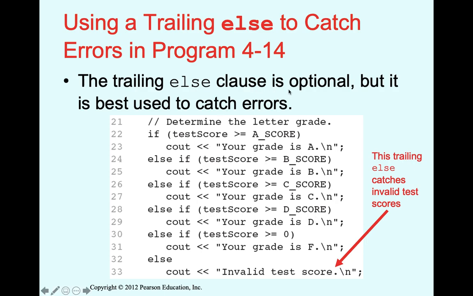The trailing else clause is optional, but it's best used to catch errors. So sometimes you need to add one. Like if it's more than the A score, you print A, more than B, you print B. At the end, you don't just print F, you print F only if the score is greater than 0. Else means the score is more than 100, less than 0, or there is some error or mistake. So that's why you should always use else if the condition is something very strange, like a negative answer or something weird. In this case, it's an error: invalid test score.